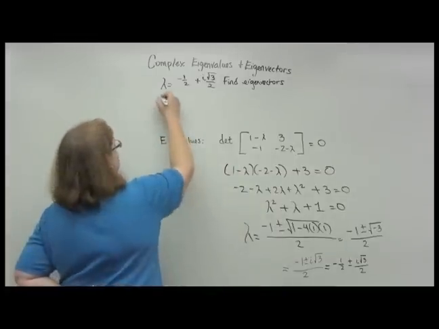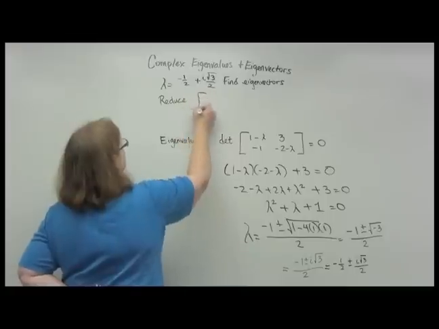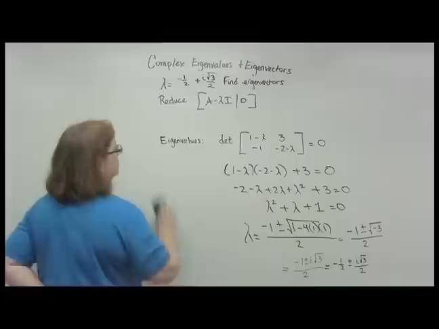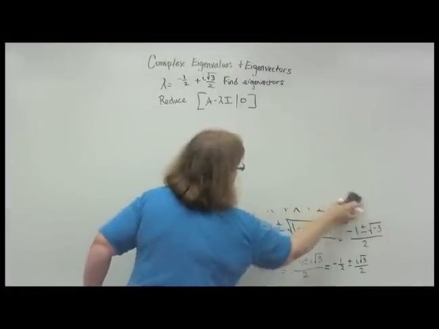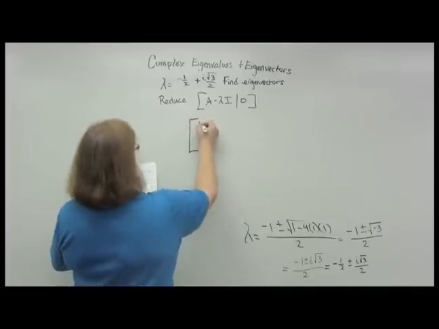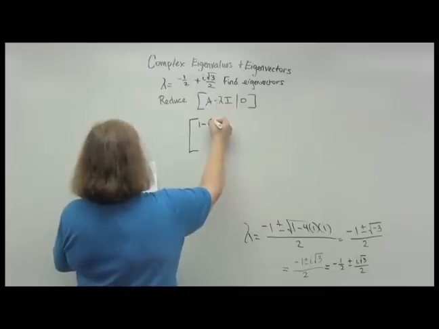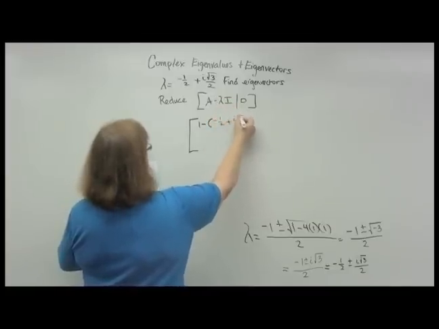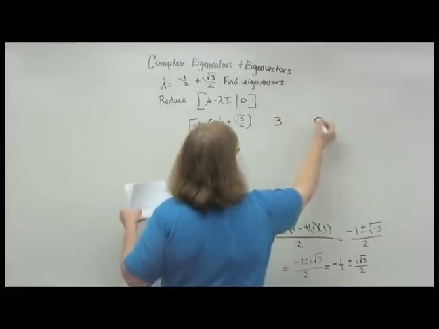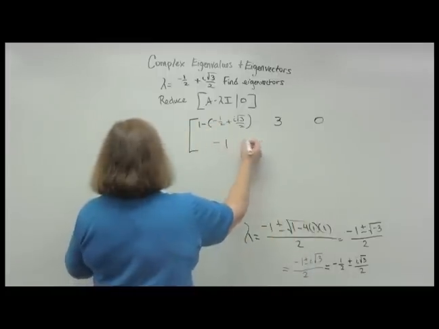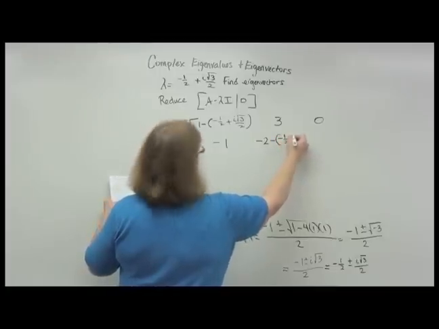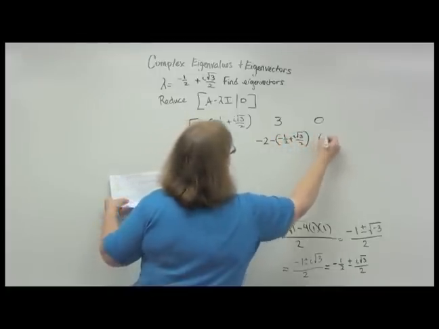Okay, remember what I do is I want to reduce A minus lambda I on the left and zeros on the right. Well, that means that I will have 1 minus this crazy lambda value we have, negative 1/2 plus i root 3 over 2. And then the next entry was a 3, and I want to put zeros on the right. I had negative 1, negative 2 minus this crazy lambda value, zeros on the right.